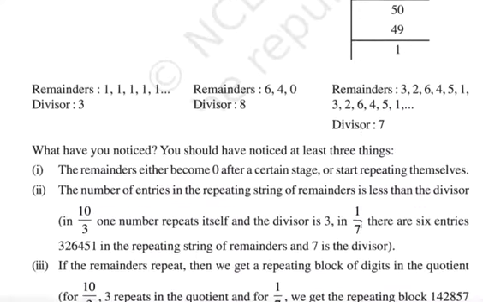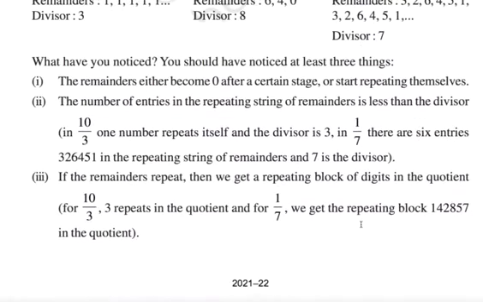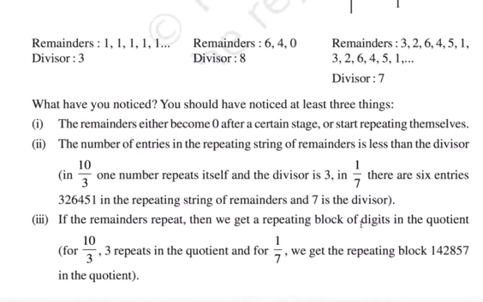What have you noticed? You should have noticed at least three things. The remainders either become 0 after a certain stage or start repeating themselves. The number of entries in the repeating string of remainders is less than the divisor. In 10 by 3 it is always less than 3. In 1 by 7 there are only 6 entries: 3, 2, 6, 4, 5, 1 in the repeating string of remainders, where 7 is the divisor.